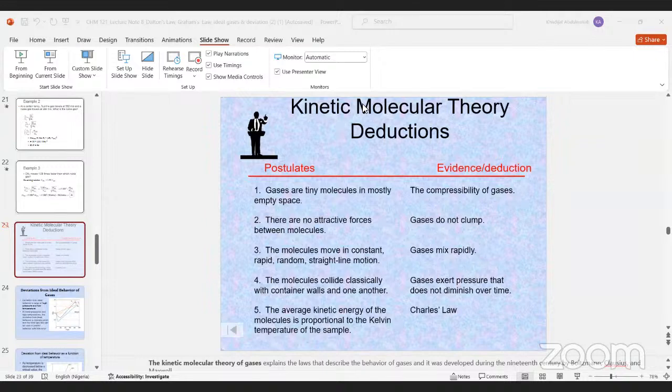The molecules collide elastically with container walls and with one another. The evidence for that is that the exact pressure doesn't diminish over time. And then the average kinetic energy of the molecules is proportional to the Kelvin temperature. The evidence for that is Charles' law.